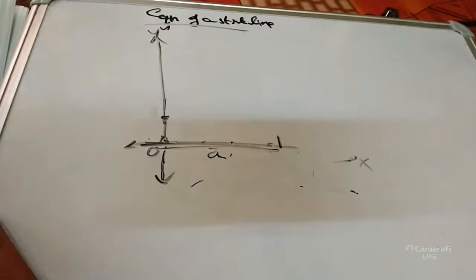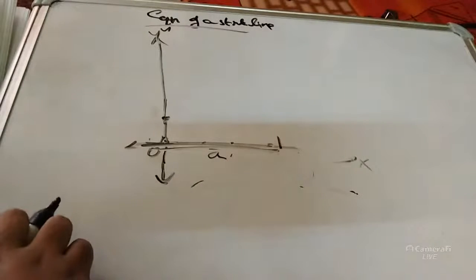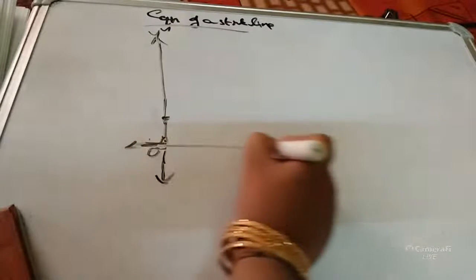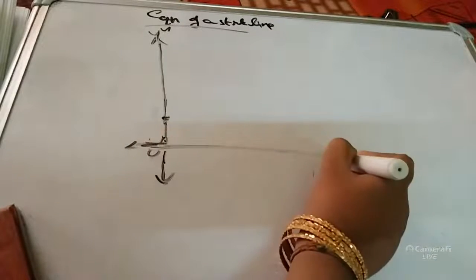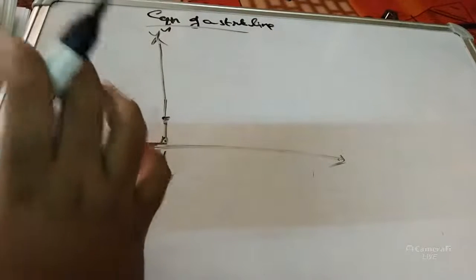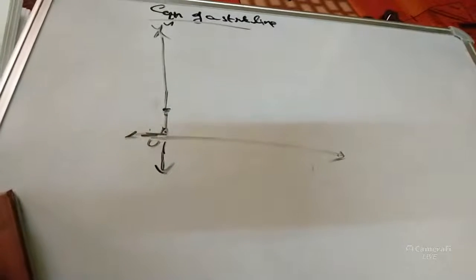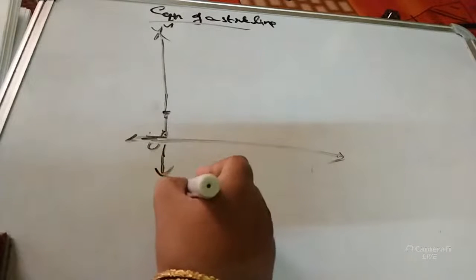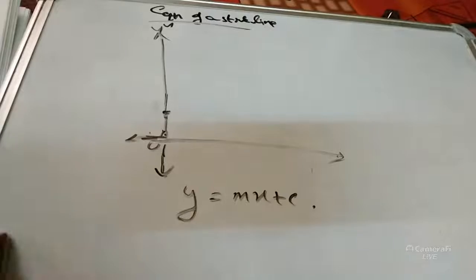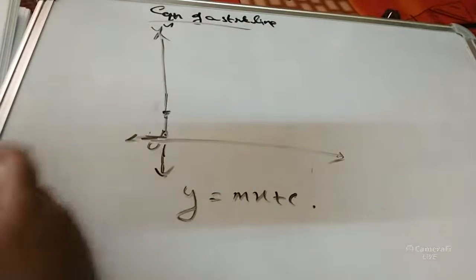Now the slope intercept form. To find the equation of a straight line, slope intercept form means what? The formula for the equation of the straight line must have slope in it, and also the y-intercept. Slope intercept form is known as y is equal to mx plus c. How it is coming, let me show you.